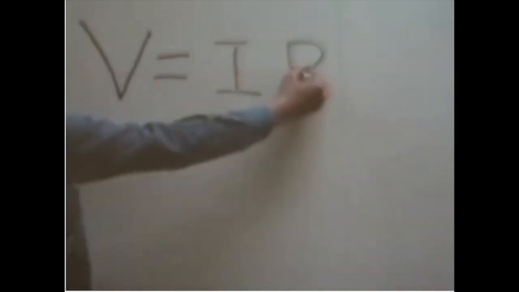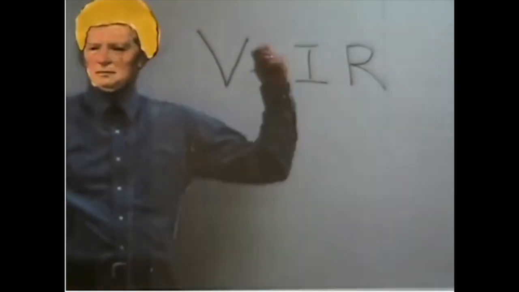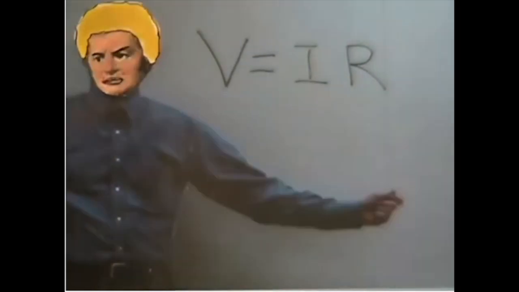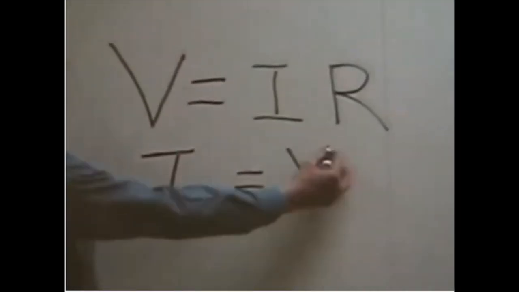The voltage across a resistor is equal to the current through the resistor times the resistance. There's two other ways of writing this. It's just algebra, though. It's not three laws, there's only one. See?